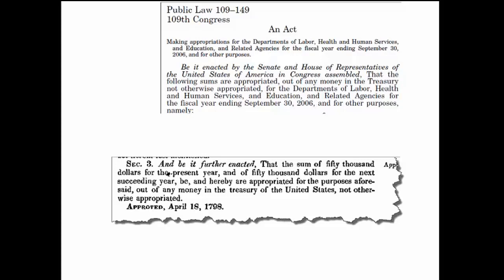The statement of appropriations can be done in a couple of ways, depending on whether it's a standalone appropriation act or a consolidated act. Here is the standalone version: that the following sums are appropriated out of any money in the Treasury not otherwise appropriated for the Departments of Labor, Health and Human Services, and Education and related agencies for the fiscal year ending September 30th, 2006. Note that Congress uses a single sentence and specifically includes the recipients in this version of the statement.